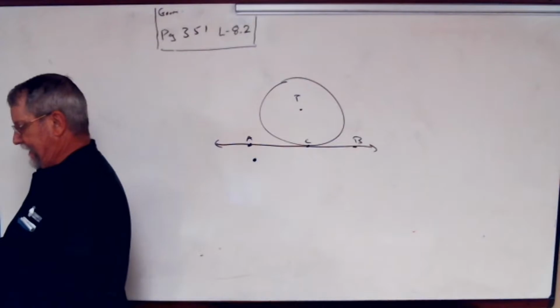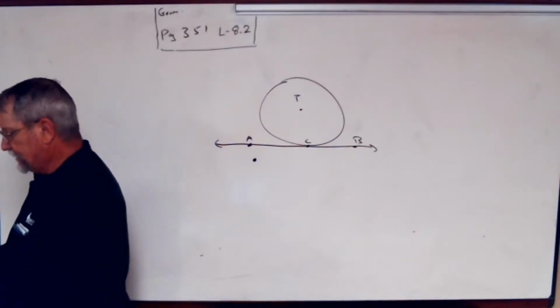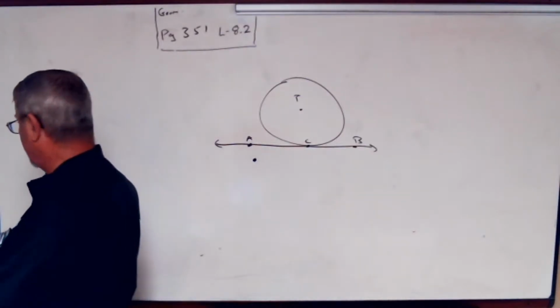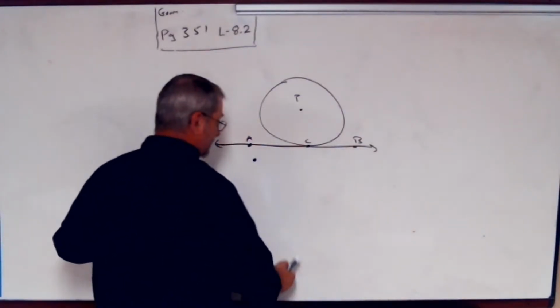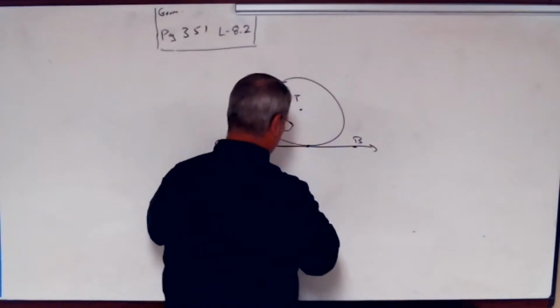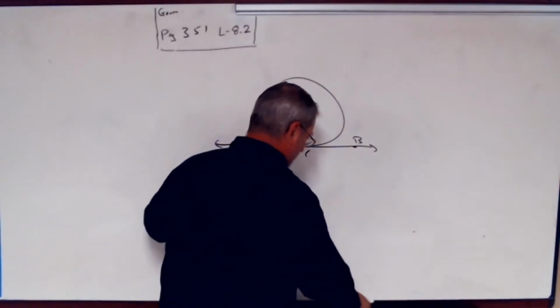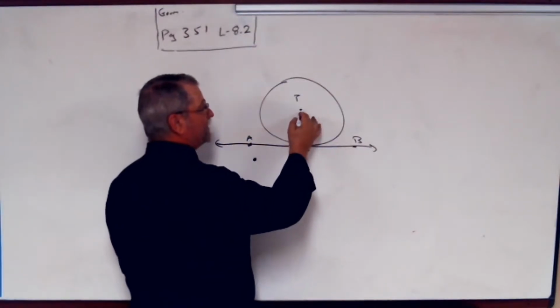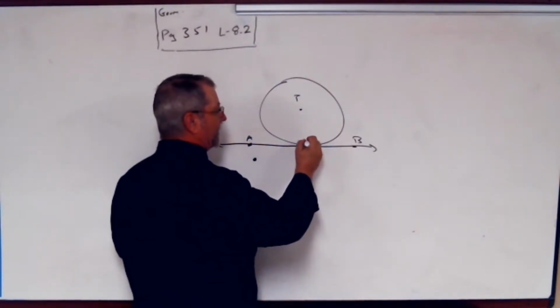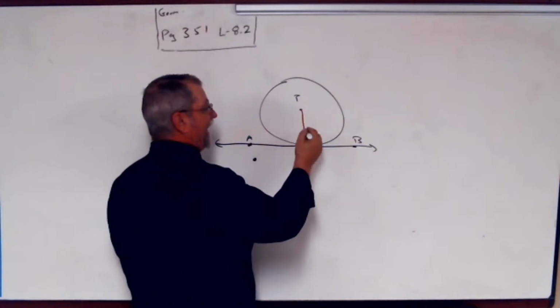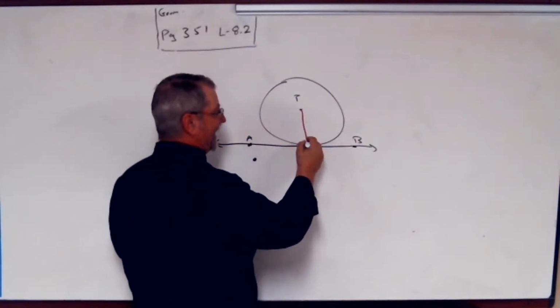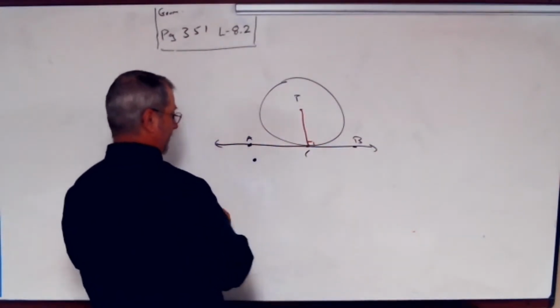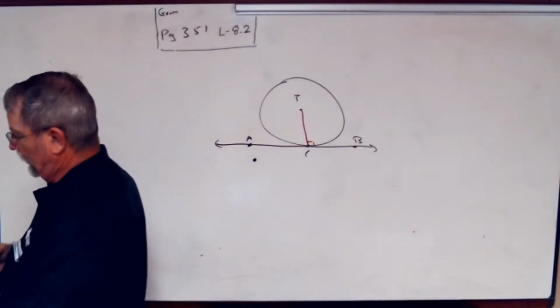Next one says, if a line is tangent to a circle, then it is perpendicular to a radius drawn from the point of tangency. So we got all the same stuff here. I'm going to move a little C here. So we have this tangent line. It touches at point C. If I do a line from here to there, okay, this is a radius, and it is perpendicular. It is always perpendicular, okay?